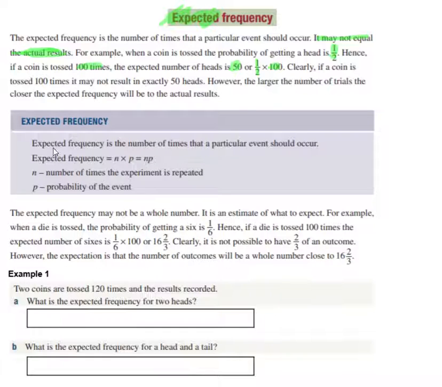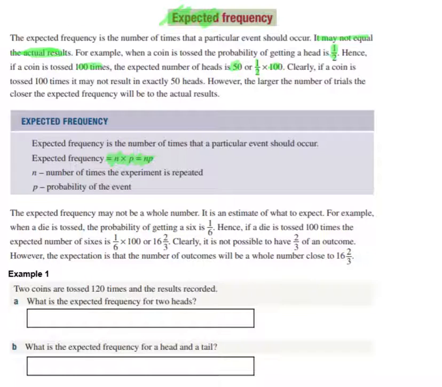Okay, so here's our formula here. Expected frequency is equal to n times p, where n is the number of times you perform an experiment and p is the probability of that event.